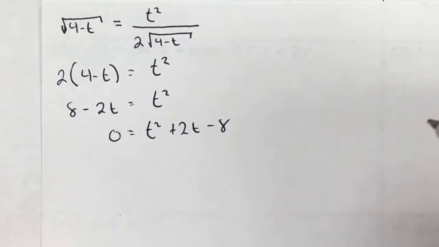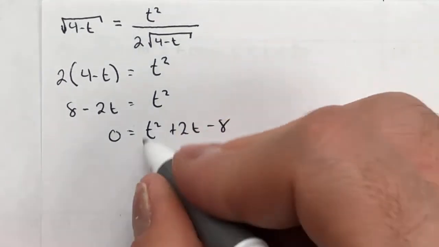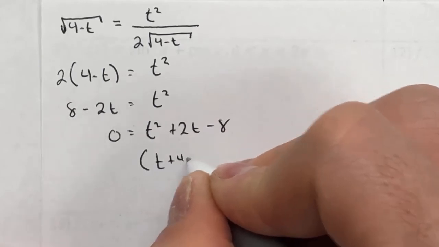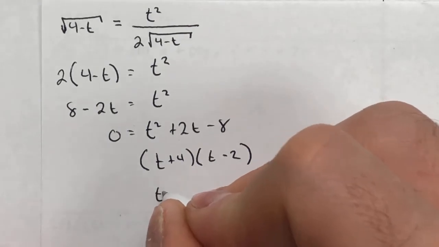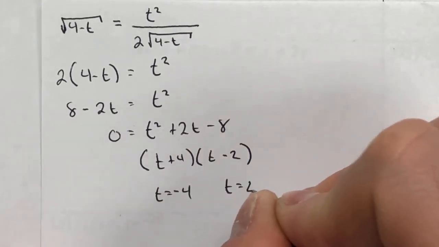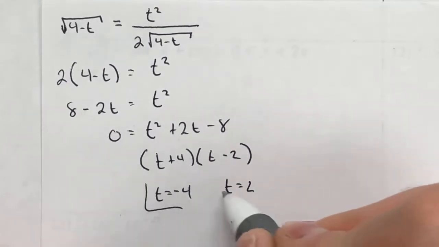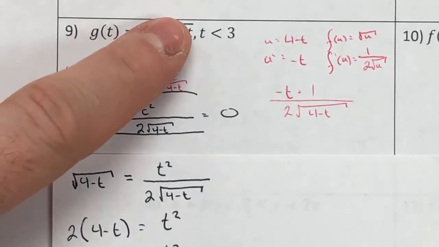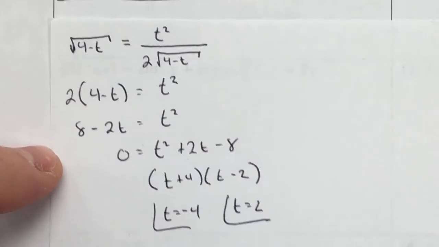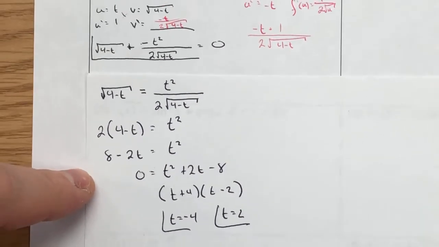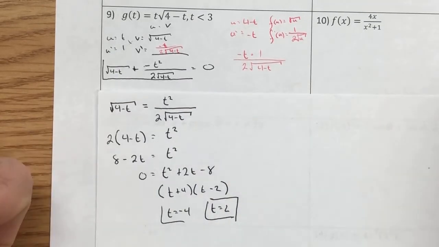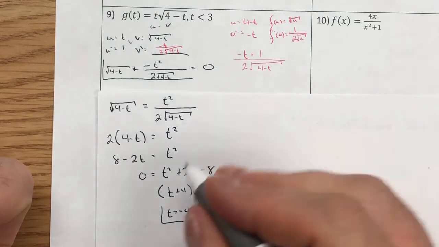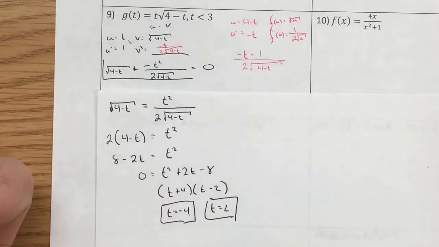At this point, it's just a quadratic. I'm looking for what factors of 8 make a difference of 2. That's going to be a t plus 4 and a t minus 2. So I get t is equal to negative 4 and t is equal to 2. Now, of these two values, I'm only looking for the values where t is less than 3. So if we look at the whole problem from start to finish, t is less than 3. It's going to be t is equal to 2, and t is equal to negative 4. Awesome.